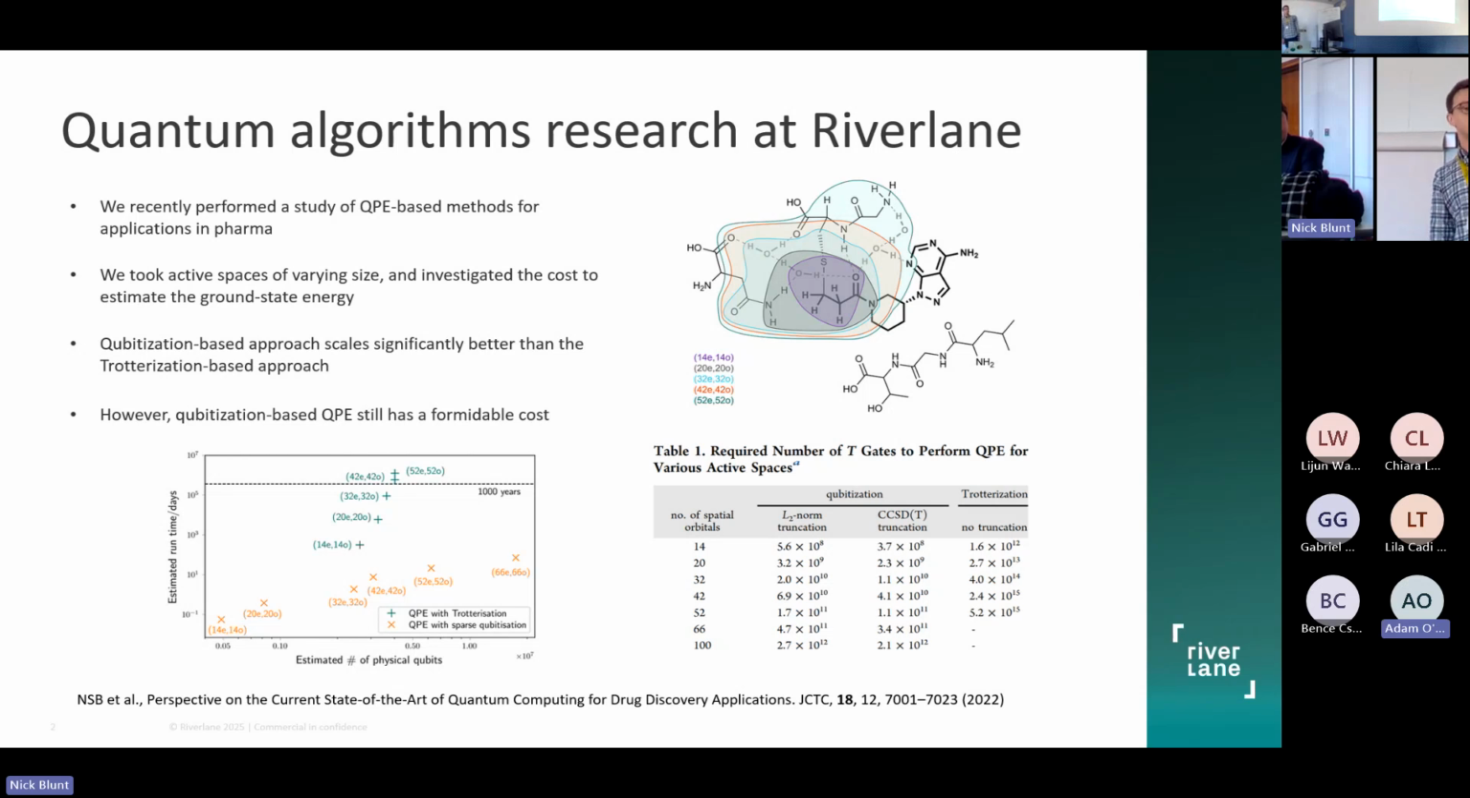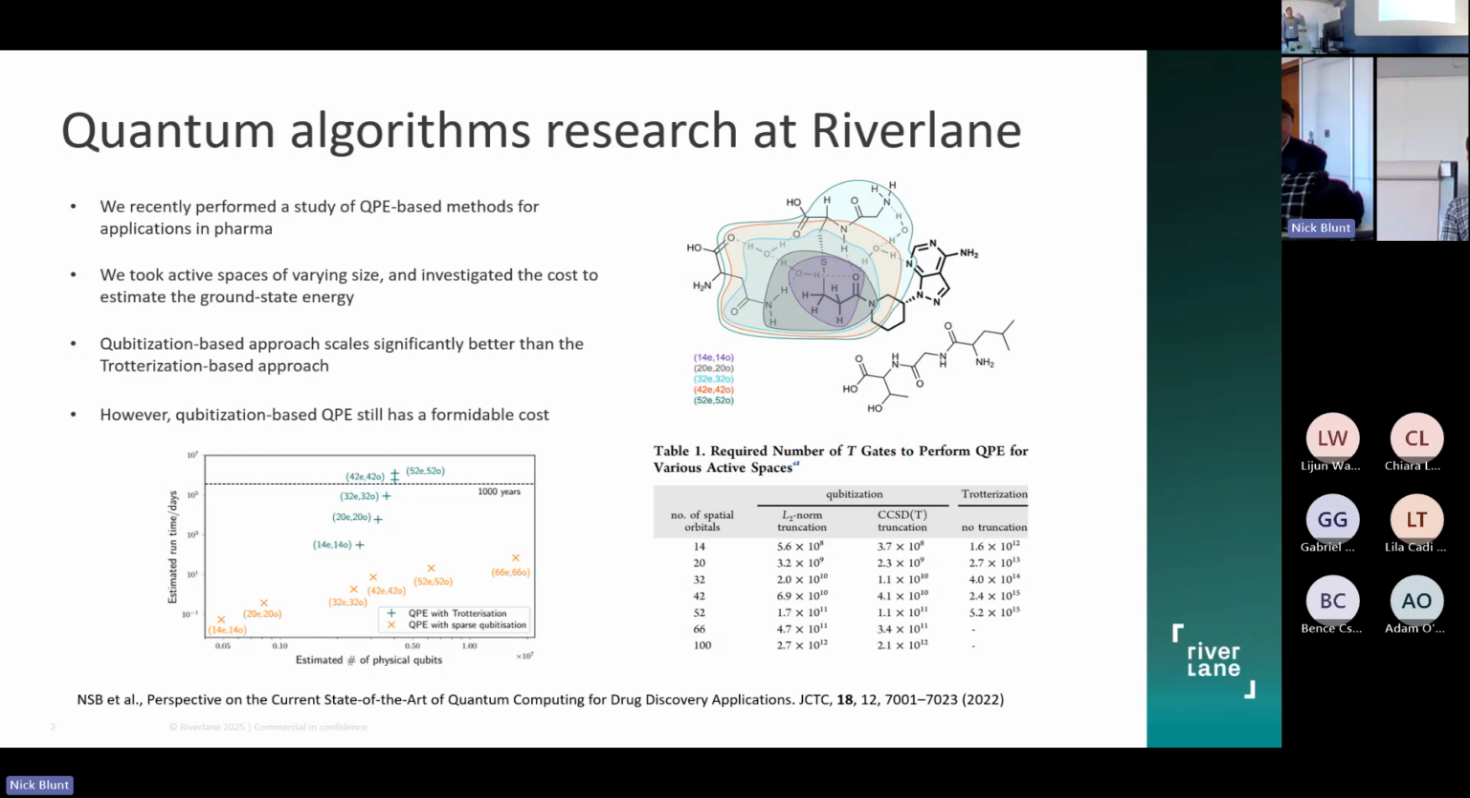And so some of the results are shown in this figure down here. So on the x-axis is the number of physical qubits. On the y-axis is the total runtime in days. And so the first thing is that trotterization is doing a lot worse than qubitisation here. So for something like a 42 active space, we estimate that to do a single shot of QPE, you'd need to run for something like 1,000 days.